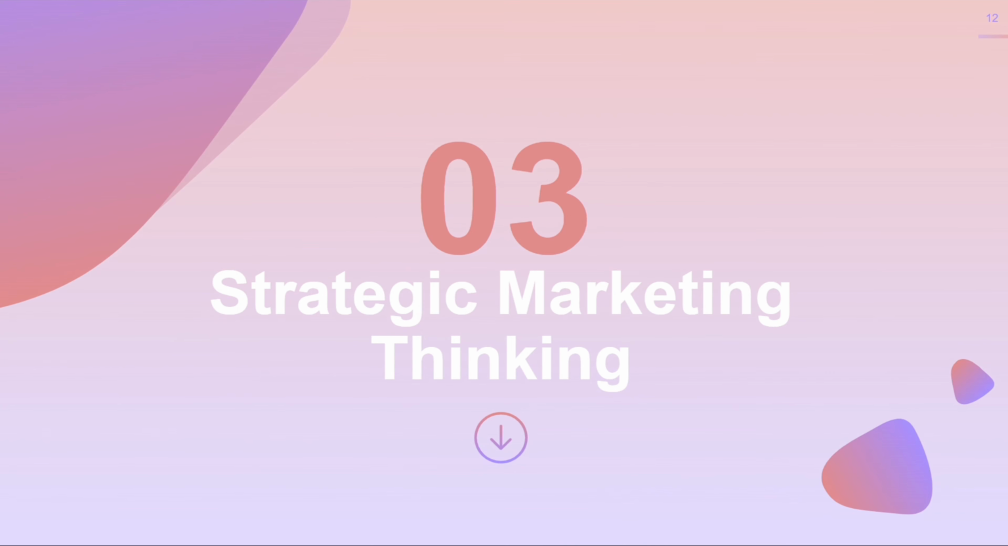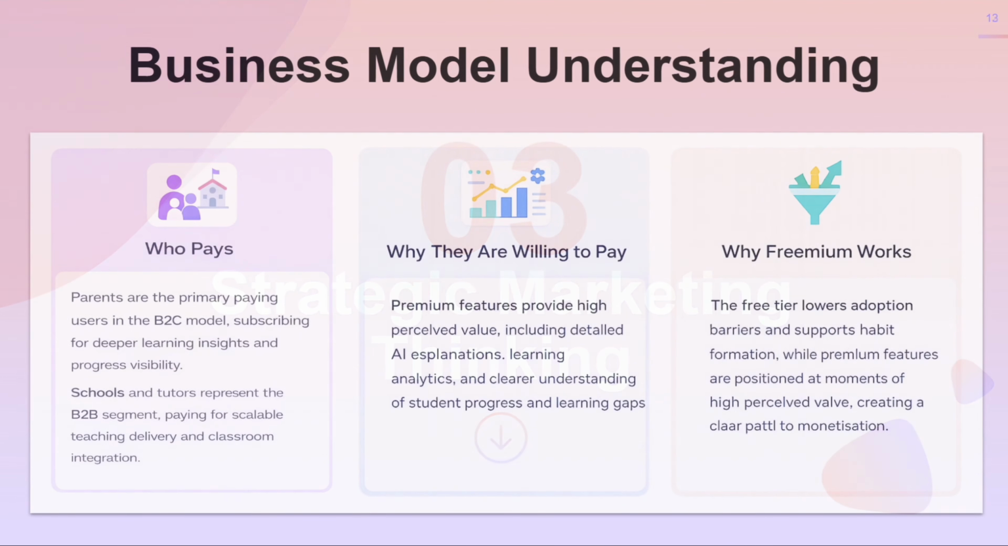Let's move on to part 3, strategic marketing. Our business model follows a freemium structure with clear separation between free and paid features. The free tier reduces entry barriers and encourages adoption by allowing users to access basic learning activities, while subscribing to the premium version adds high-value features, allowing access to detailed explanations, progress tracking, and better understanding of student strengths and weaknesses, creating a sustainable revenue structure.